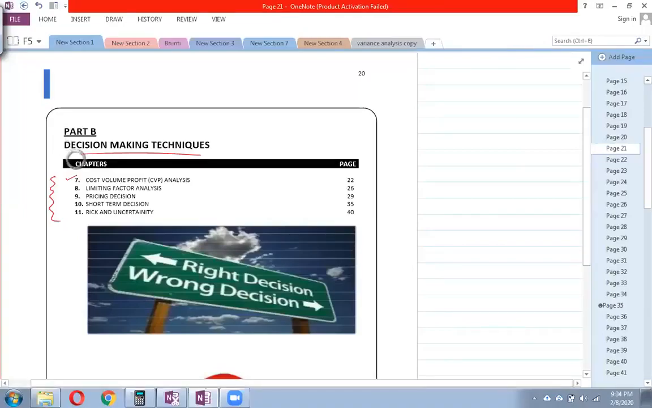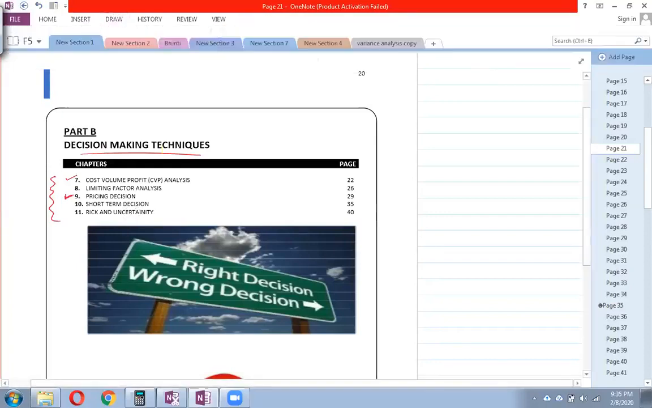Part B was started, decision making techniques. So we are going to see different decision tools now. Then with the CVP analysis, then we have limiting factor analysis, then we have pricing decision, short-term decision, risk and uncertainty, right? Pricing decision, we'll actually do it today. I mentioned in yesterday's lecture that pricing decision is done, but it's not done yet. We will be doing pricing decision, right?